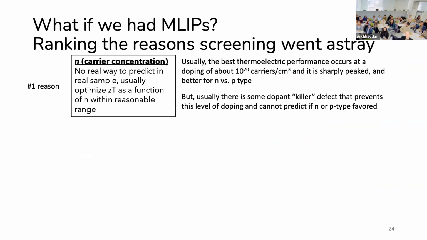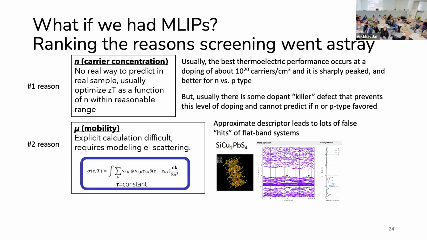If I go back and ask what really made this hard, the number one thing is probably the carrier concentration. We had no way to predict for any given material whether it would be N-type or P-type, or what the actual concentration of dopants would be, despite the fact that the properties peak sharply with the concentration of doping. Usually there was some kind of dopant-killer defect that prevented the doping that we wanted, and we had no way to predict that in advance. So that was probably number one, the thing that we were missing.